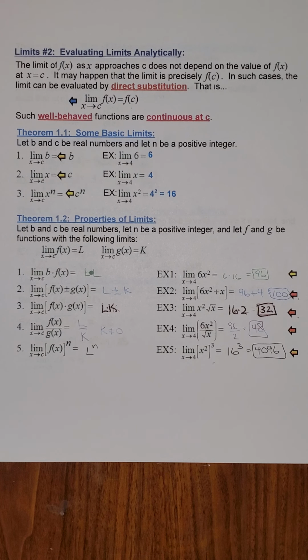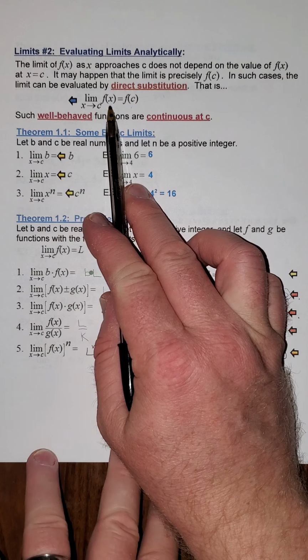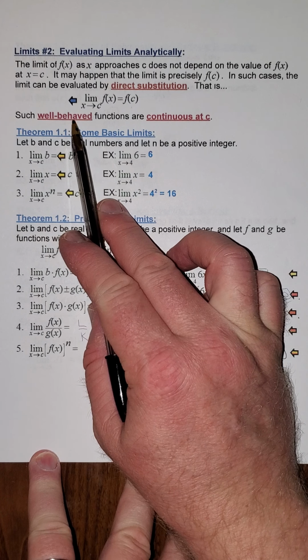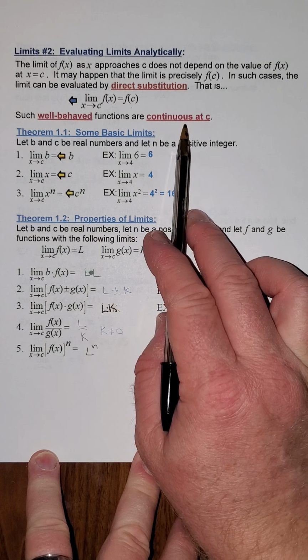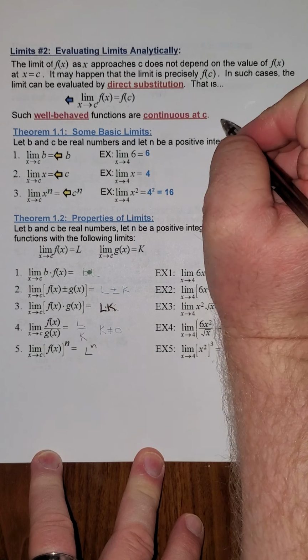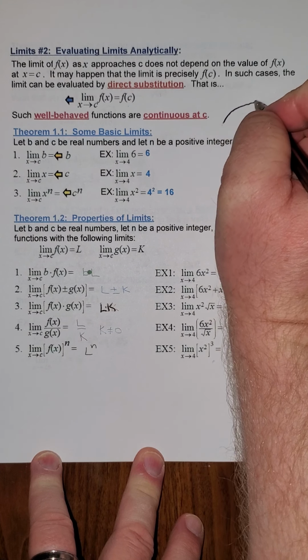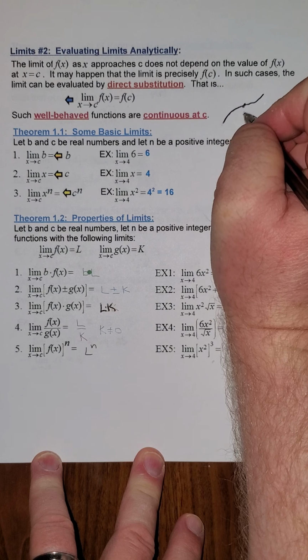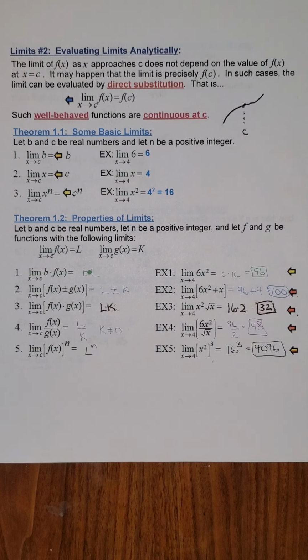Now, not all functions are going to be that easy. If a function works this way, it's called well-behaved, and it's going to be continuous at c. So basically what you're going to see is a function at c that is just going to be continuous there. There's not going to be any jumps or gaps or holes or anything like that.